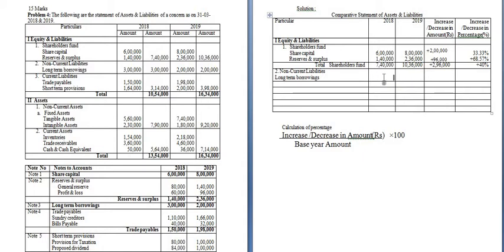And what about 2019? It is 2 lakh. So write in the 2019 column rupees 2 lakh. Now make the comparison. Is it an increase or decrease? The amount of long-term liabilities has decreased.